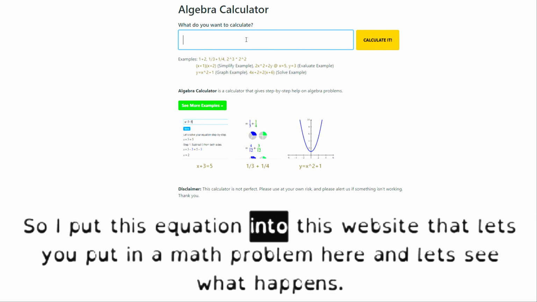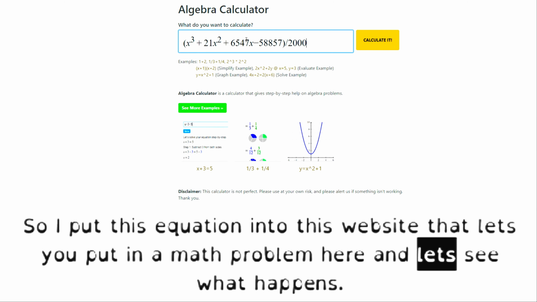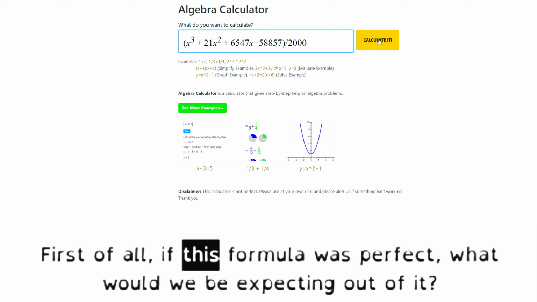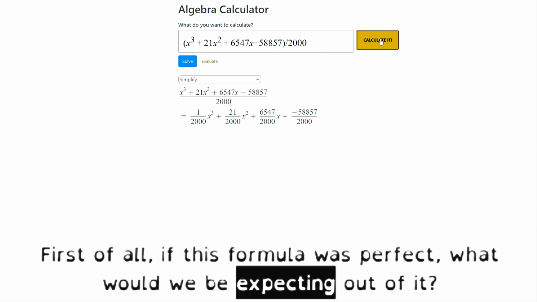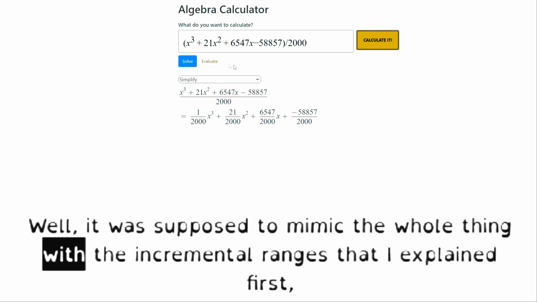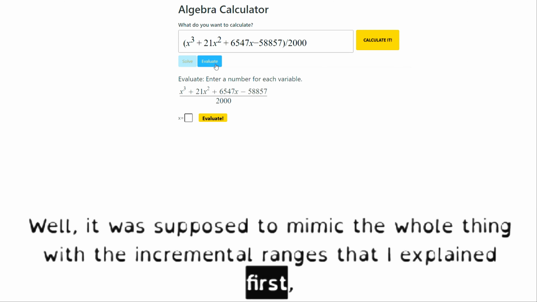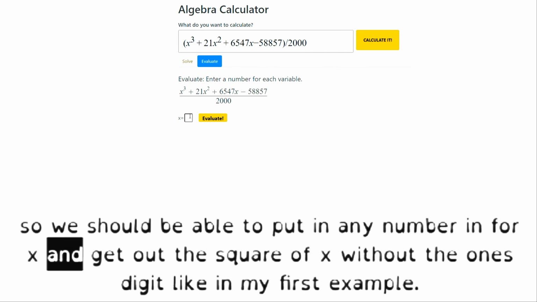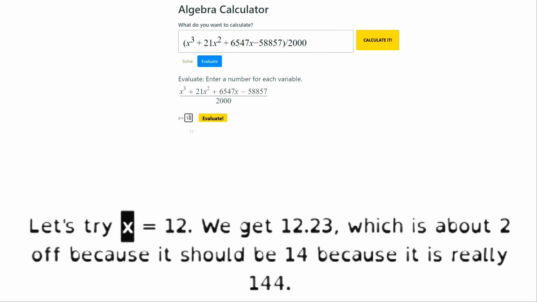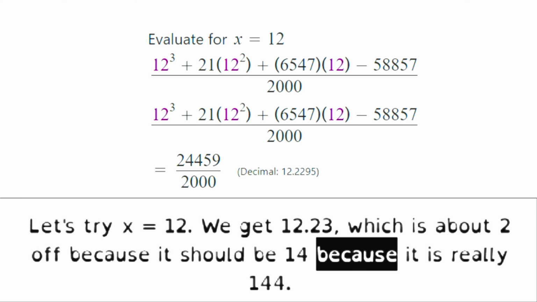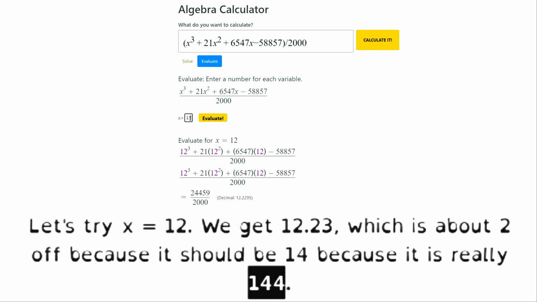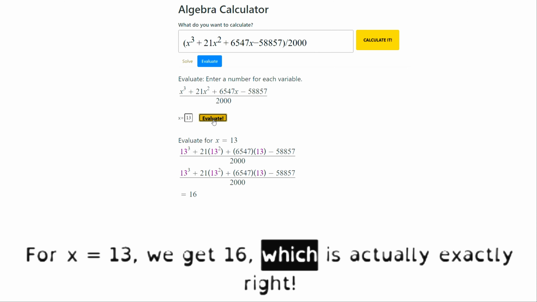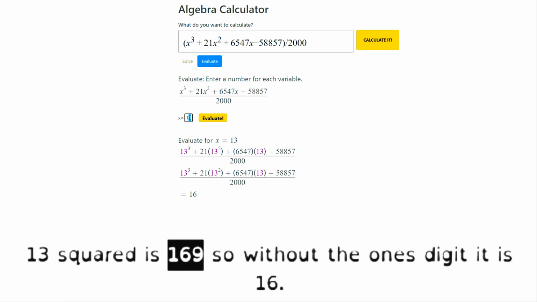So I put this equation into this website that lets you put in a math problem here, and let's see what happens. First of all, if this formula was perfect, what would we be expecting out of it? Well, it was supposed to mimic the whole thing with the incremental ranges that I explained first, so we should be able to put in any number for x and get out the square of x without the ones digit, like in my first example. Let's try x equals 12. We get 12.23, which is about 2 off because it should be 14, because it is really 144. For x equals 13, we get 16, which is actually exactly right. 13 squared is 169, so without the ones digit, it is 16.